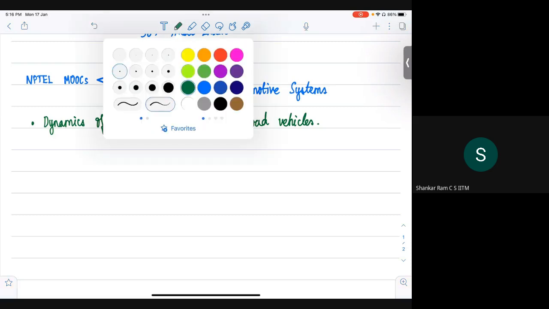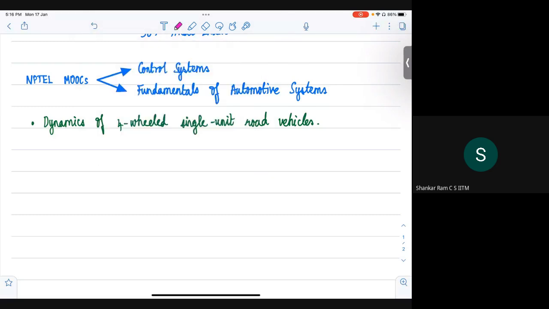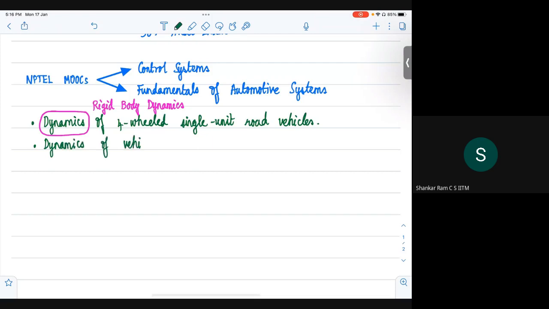And when I talk about dynamics here, we are essentially talking about rigid body dynamics. So we are going to treat the vehicle as a rigid body, and we are going to apply concepts from rigid body dynamics for our analysis. That's what we are going to do in this course. We will also consider the dynamics of various vehicular systems and their interactions.